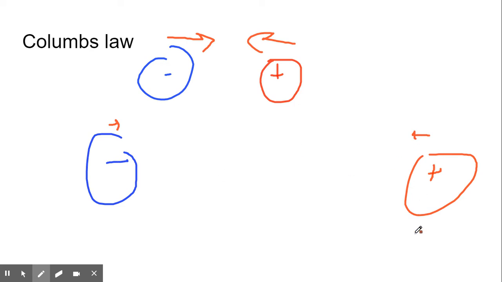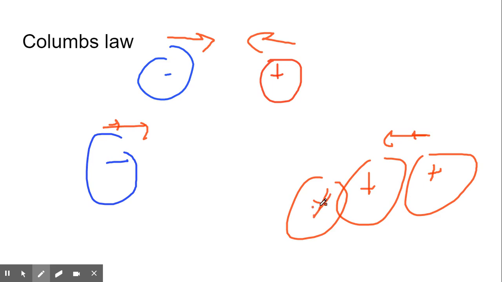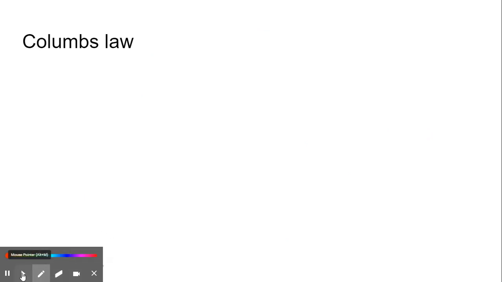Okay. Also, the amount of charge matters. If I increase my positive charge, then the attraction becomes greater. And if I increase it even more, it becomes even greater. That's all Coulomb's law says. The first thing it says is that opposites attract. The second thing it tells you is that when things are close, they're more attractive. And the third thing it tells you is that as the charge increases, so does the attraction. Okay, so we've gone over that. I just want to bring it up again because we're going to use it throughout this.